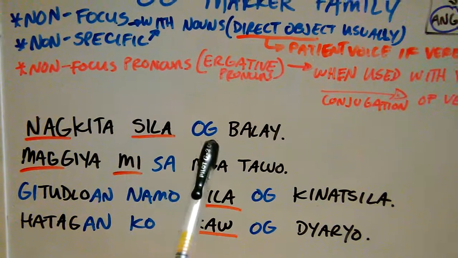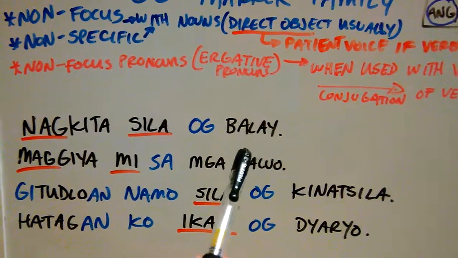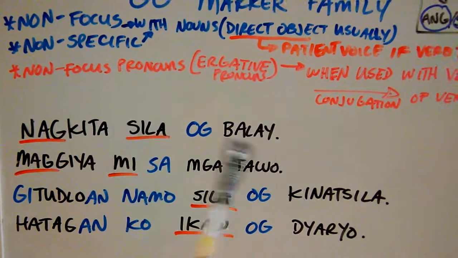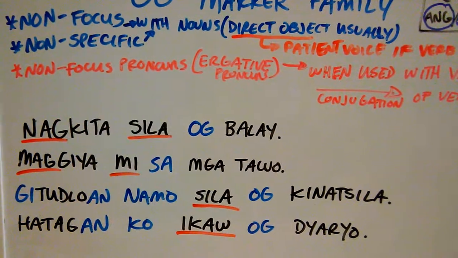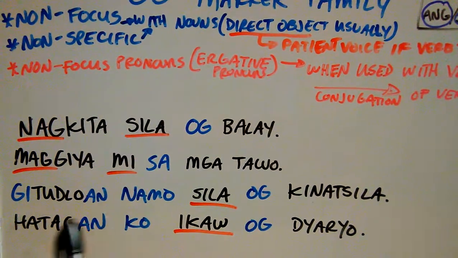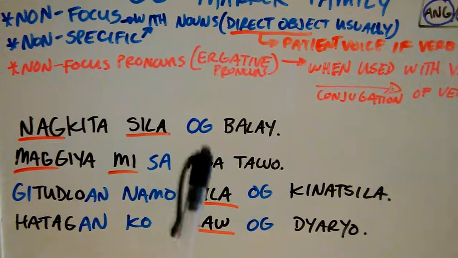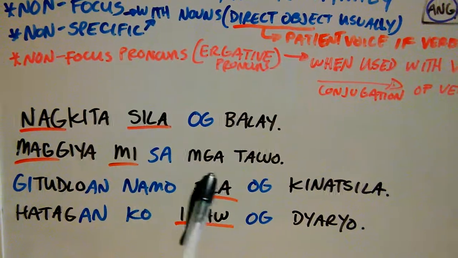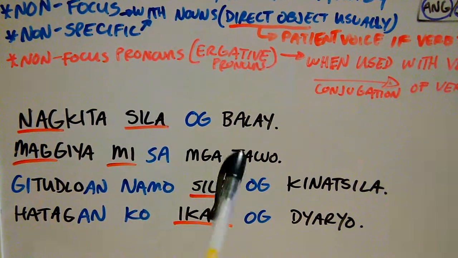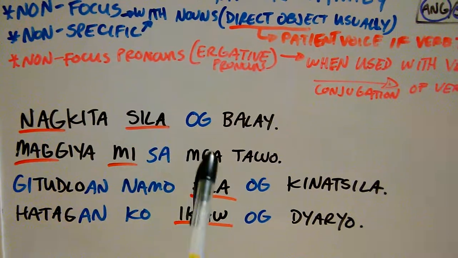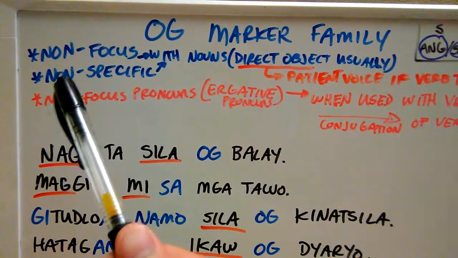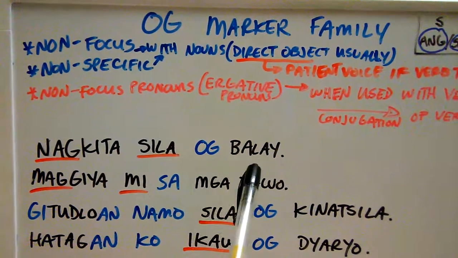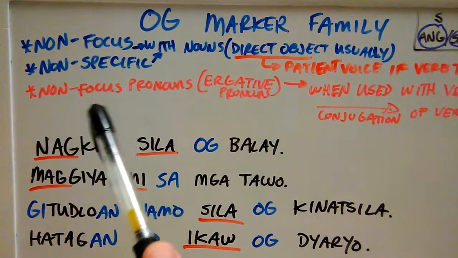ergative case. However, og balay, the house, or sorry, a house, right? They saw a house. Nakita sila og balay. It doesn't mean they saw the house. It just means they saw a house. It's non-specific again. It wasn't any specific house, we don't know what kind of house it was, it's just a house. Now that og balay marked that non-focused, non-specific noun, because balay is our noun meaning house, and og marked balay as non-specific, non-focused.